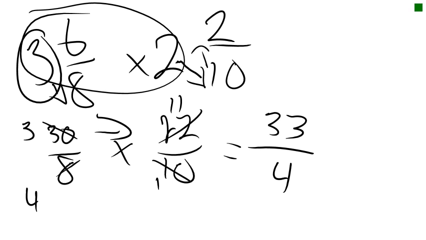Alright, so we always need to reduce. So we can pull 4 out. 4 pieces is one whole. We can pull out, let's see, we have 33, so we can get to 32. So 8 1/4 would be our answer for that one.